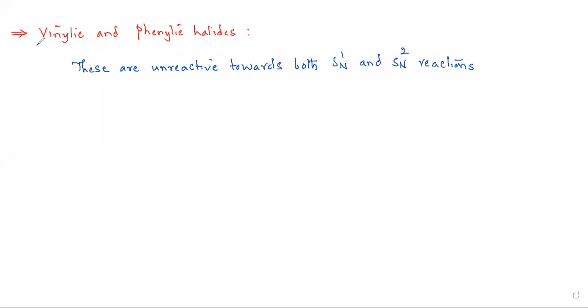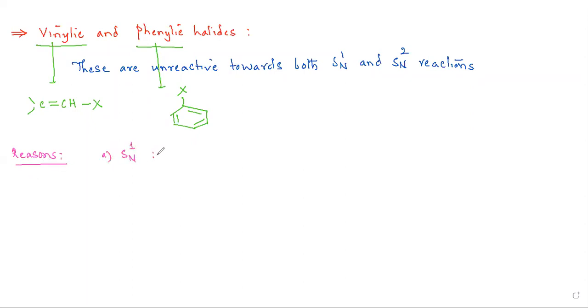We know that the vinyl group is this. So this is the vinyl halide, and coming to phenyl halide, it is this. Okay. So as far as SN1 is concerned, we know that SN1 goes via a more stable carbocation.